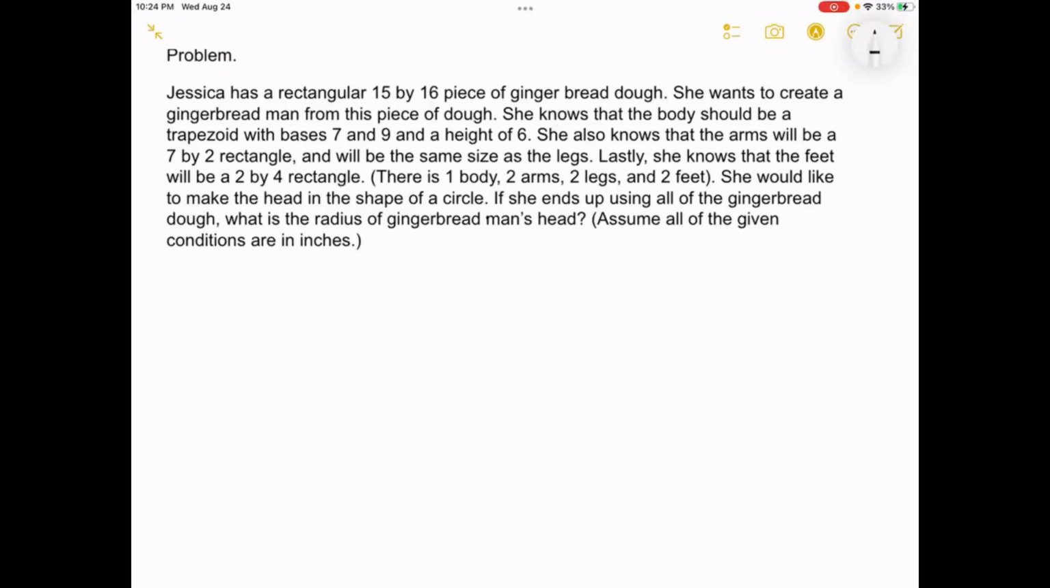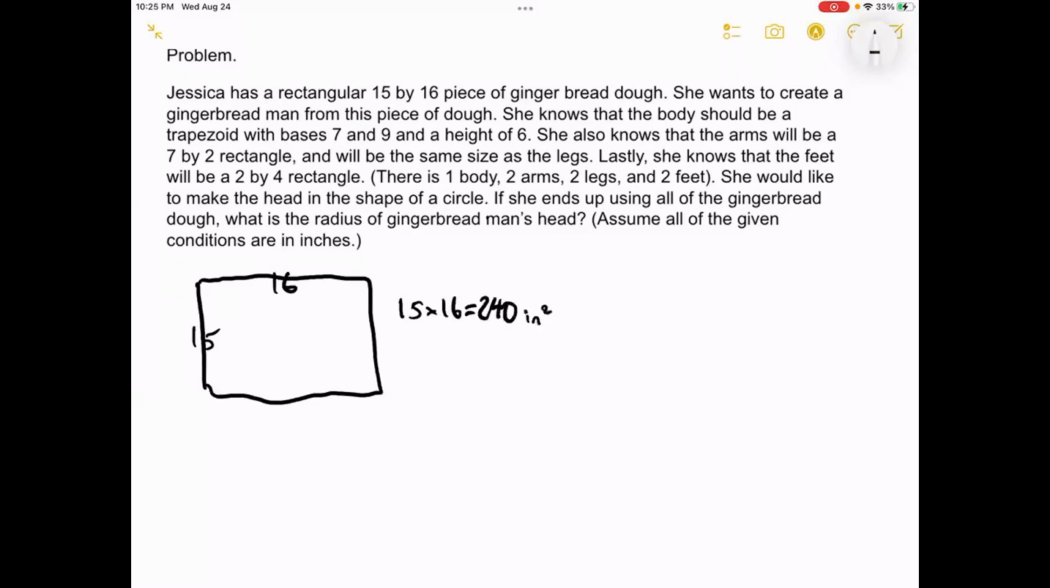She would like to make the head in the shape of a circle. If she ends up using all the gingerbread dough, what is the radius of the gingerbread man's head? So for this problem, she initially has a 15 by 16, and so this totals to 15 times 16 equals 240 square inches of dough.